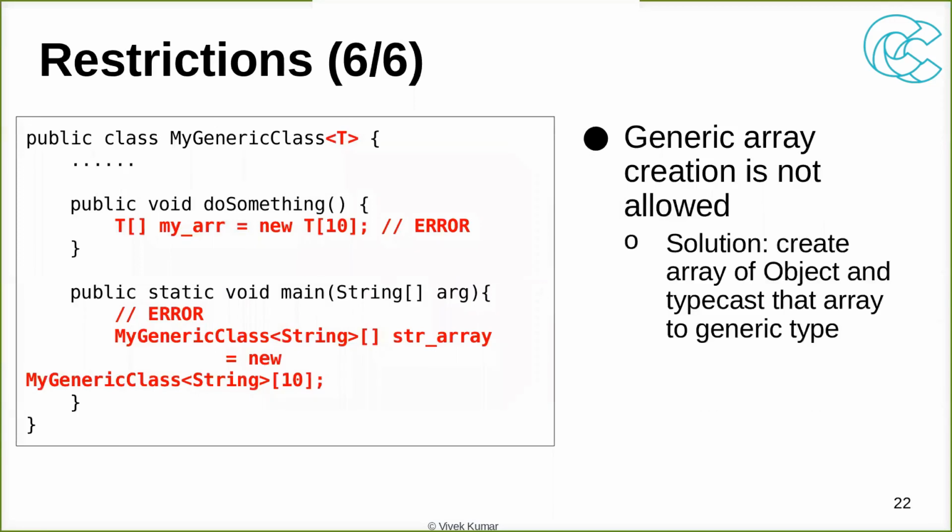Sir, am I audible? Yes. So, sir, what will be the use then if we can only declare but not instantiate? Declare but not instantiate. In which case? Suppose I have to create an instance variable of type T. I can only declare it, I cannot instantiate it, right?